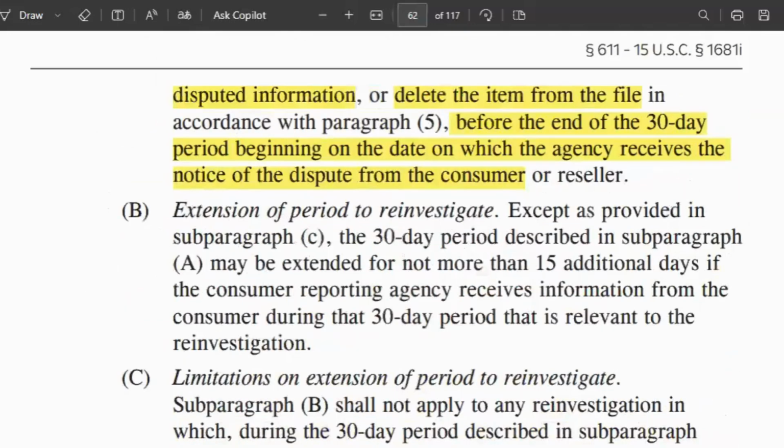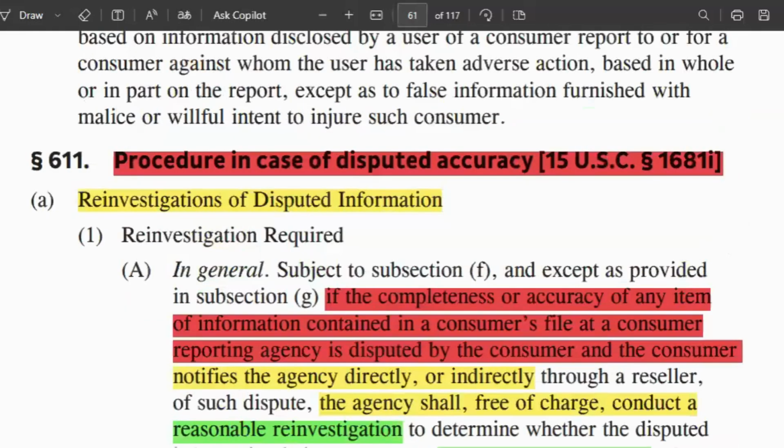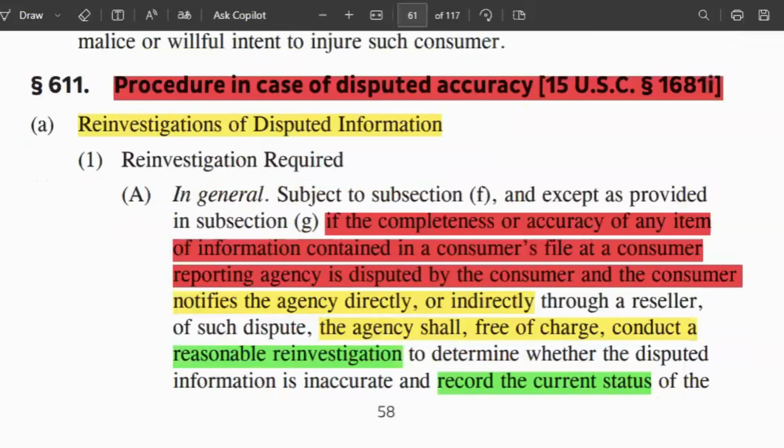So, inside the previous video, this is what we went over: procedure in case of disputed accuracy, 15 U.S. Code 1681i. I want you guys to understand that if you are sending your disputes to the Consumer Reporting Agency, this is where you need to be. Don't go any further. Right here, 15 U.S. Code 1681i. Why? Because we already discovered that the item of information shall be reported as complete and also accurate.